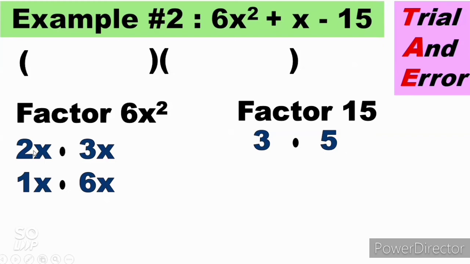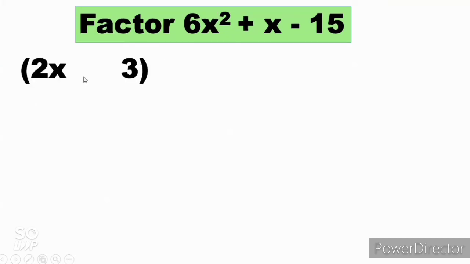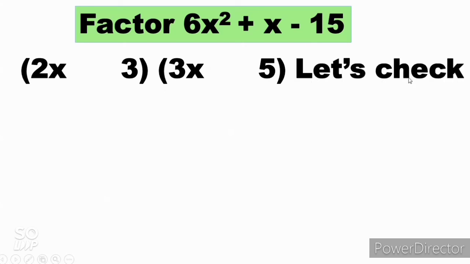So the next step, yung factor na 2x times 3x, ito muna yung gamitin natin. Tetry natin to kung tama ba. Ilalagay natin yung 2x doon sa first term ng first binomial. Yung 3x doon sa first term ng second binomial. And then, 3 sa second term ng first binomial, yung 5 sa second term ng second binomial. Ano kaya ang ilalagay nating sign doon sa dalawang binomial factor natin? Now we have 2x and 3, 3x and 5. So, ano kaya yung sign ng dalawang factors? Check natin yung middle term ng trinomial natin.